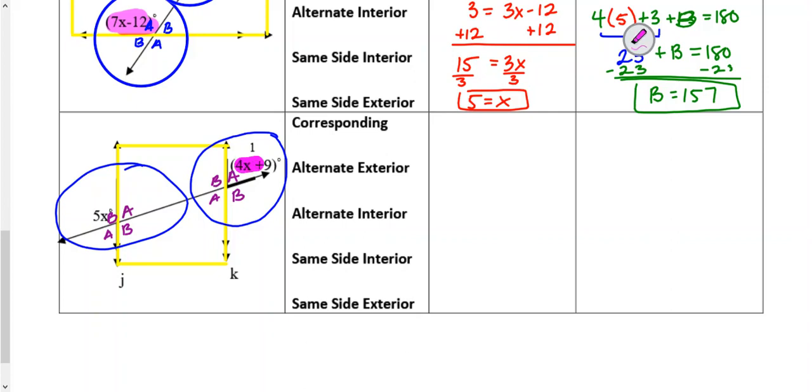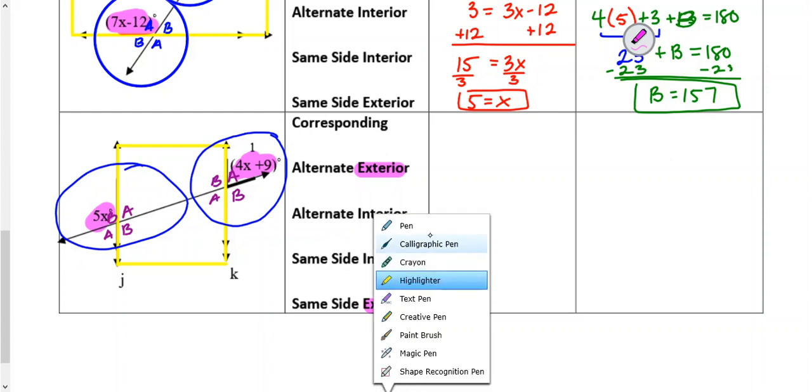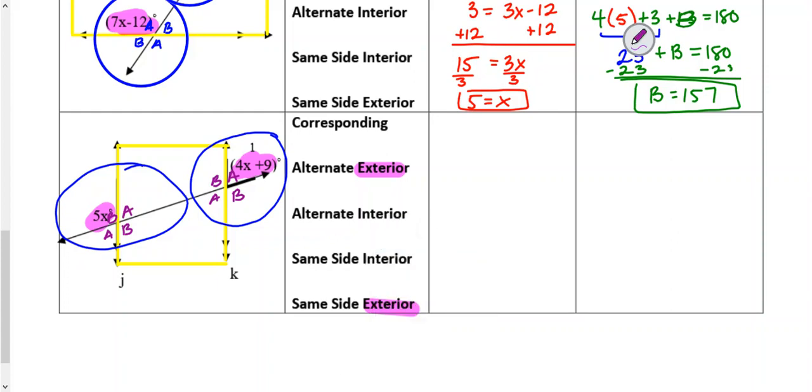These 2 angles that I'm looking for are outside my box, so that means they're going to be one of the exteriors. Are they on the same side of my black line? Yes, they are. So my answer here is same side, exterior.